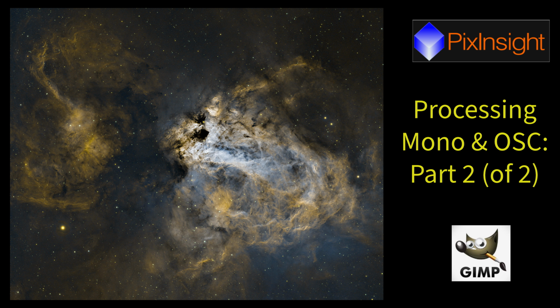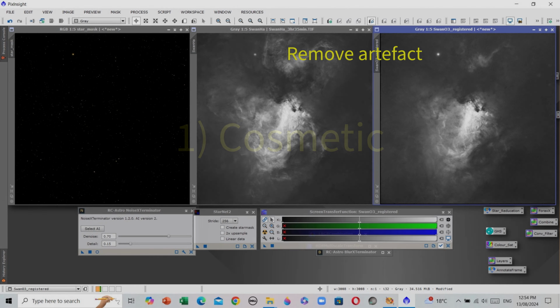Welcome back to part two. This is the workflow that I normally use in PixInsight and GIMP for my one-shot colour and monochrome narrowband data, using the Swan Nebula as an example. So having finished part one, we ended up with stretched data sets of both the stars and starless grayscale data.